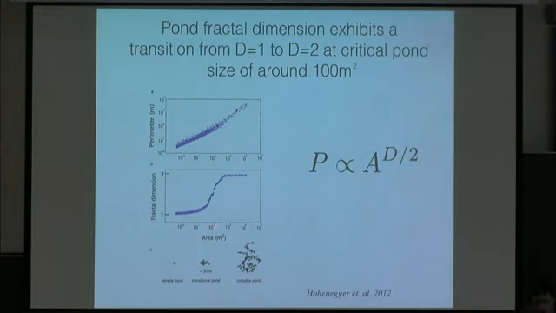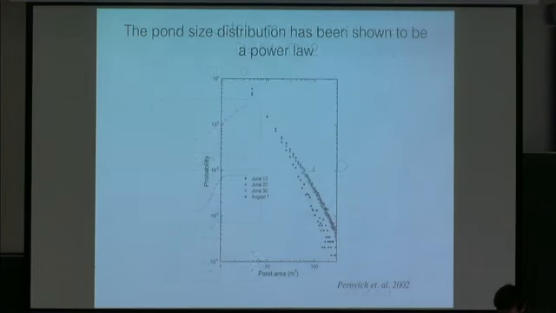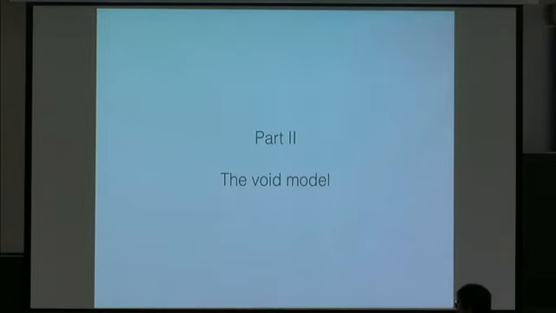1 just means that the ponds look like simple things, like maybe circles. 2 can mean that they have these very complicated shapes, maybe like space-filling curves, but maybe also like rivers. It just means that the area is proportional to the perimeter. Then we have this other observation, which Don made, and also other people have made independently, and this is that the pond size distribution can be pretty well approximated by a power law. So these are the two observations that we have, and we'll try to explain them with this void model.